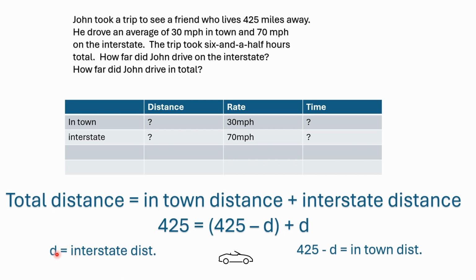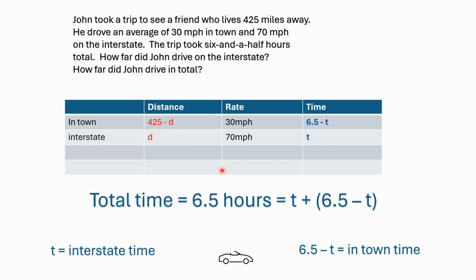Here I've got it a little bit more detailed. We could set this variable d to be the interstate distance. 425 minus d would be our in-town distance. So then we could fill that into our table here. The in-town distance is 425 miles minus d. The interstate distance is d. So we're getting a little bit further along here.